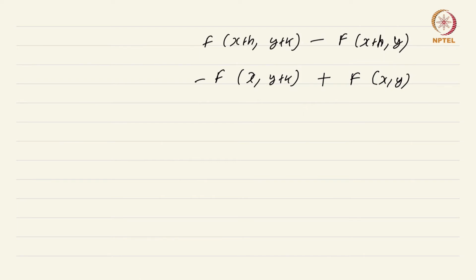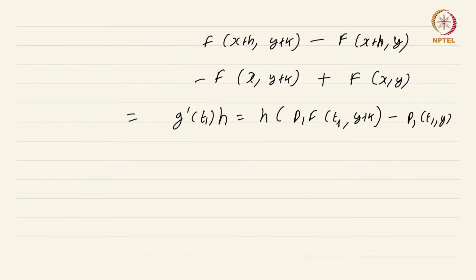What does our result say? This application of mean value theorem, this is just g prime of t1 times h. That's what we had got from the application of mean value theorem. Now expanding this out in terms of partial derivatives, this is just h times d1 f of t1 comma y plus k minus d1 f of t1 comma y. This is just expanding out by partial derivatives.